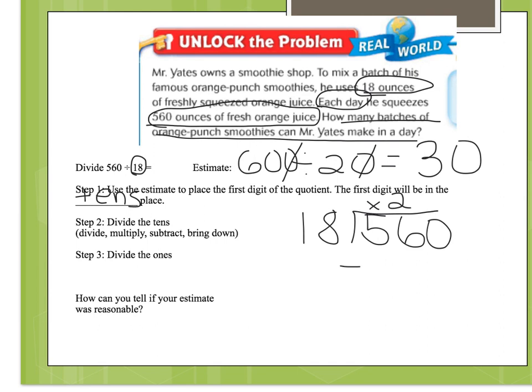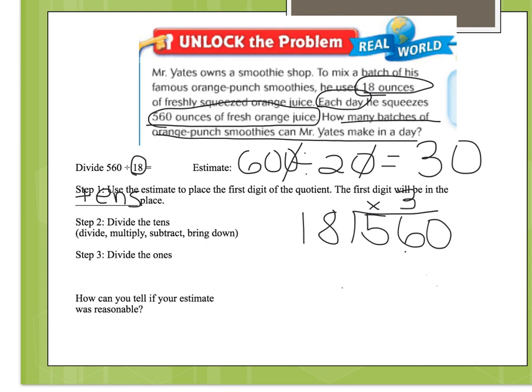So 2 times 8 is 16. Carry the 1. 2 times 1 is 2, plus the 1 is 3. And I subtract, I get 20. Uh-oh. 20 is too big for me to subtract. So I'm going to have to adjust my quotient. I'm going to erase. And remember in class, some teachers taught you you're going to use your eraser a lot when you divide. That's okay. So I'm going to adjust it 1 higher to 3.